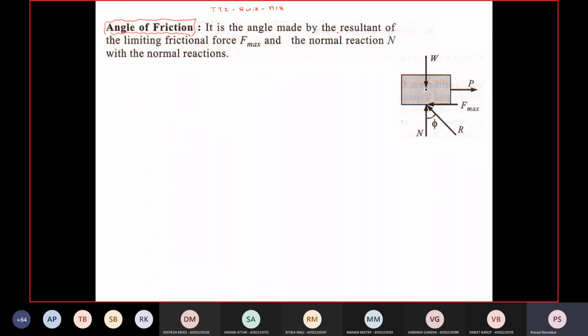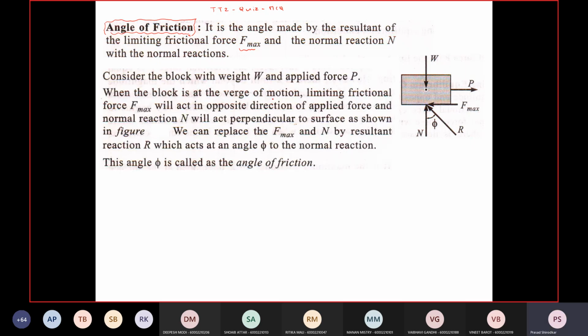It is the angle made by the resultant of the limiting frictional force, that is F max, and the normal reaction. Okay, so that is represented by this R. Consider a block of weight W placed on the surface, and a horizontal force P is applied. The block is on the verge of motion, so the limiting friction force is given as F max. F max will act in the opposite direction of the applied force. So if P is on the right hand side, F max will always be on the opposite side.